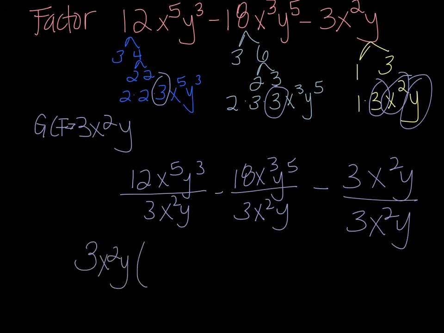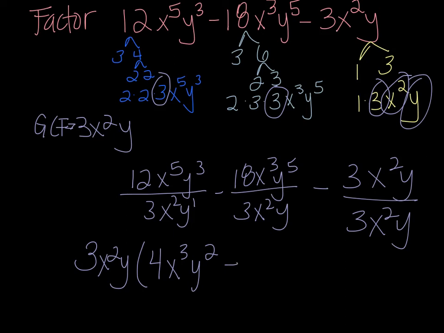And then in the parentheses, 12 divided by 3 would leave me with 4. x to the 5th over x squared. Remember, we're subtracting the exponents. So 5 minus 2 would give me x to the 3rd power. y cubed minus our invisible 1 here would give us y squared.